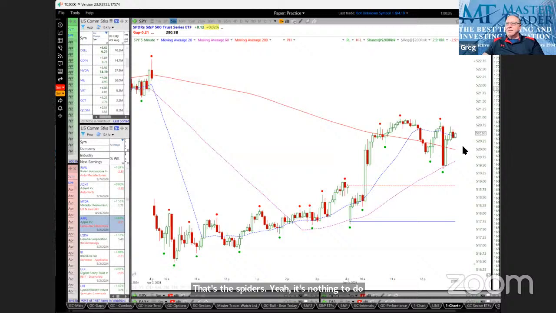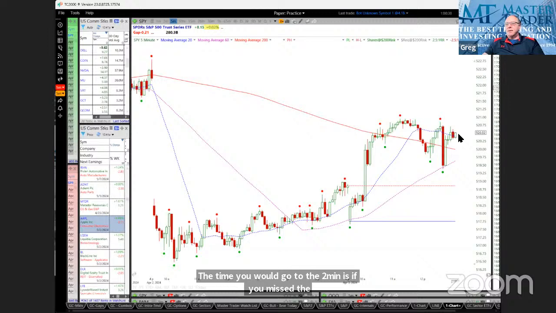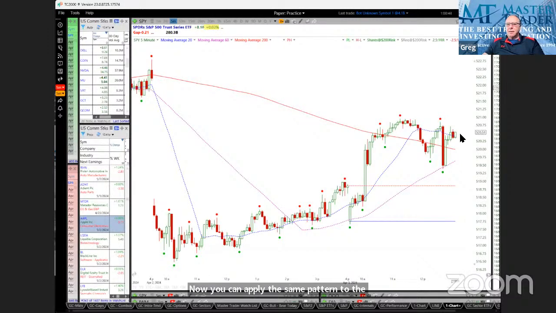Now, the time you would go to the 2-minute is if you miss the entry on the 5 and it's moving. Now you could apply the same pattern to the 2 if things are moving and it's got room to go, because you're looking for a picture that provides you with an action point. Or you would just buy it with a smaller amount of shares and manage it accordingly with the bigger stop and smaller shares. It's all about your risk as to your maximum risk that you want.